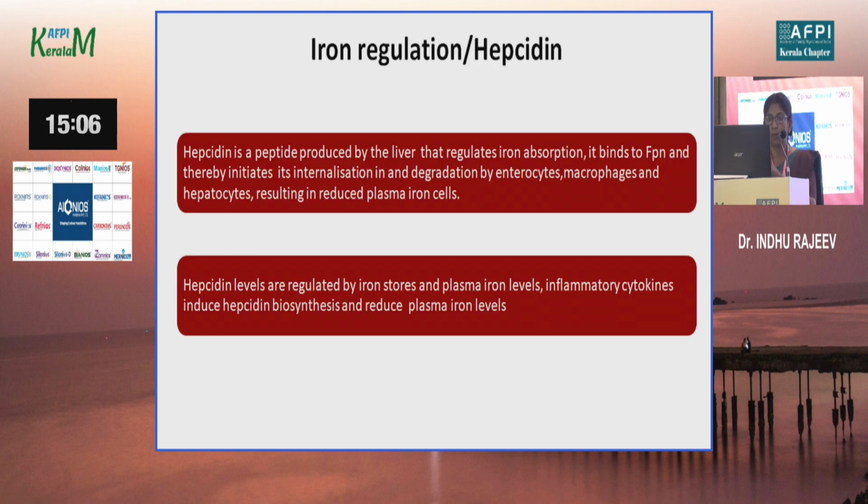So how is it regulated? Hepcidin regulates iron stores and the plasma iron levels. In inflammatory conditions, the inflammatory cytokines induce hepcidin biosynthesis. The level of hepcidin becomes very high so that the iron does not get absorbed. That's why in conditions like CKD, in chemotherapy patients, and in dialysis patients, you see anemia because of the high hepcidin level. There are other conditions, like COVID or even sepsis, where the inflammatory levels and the hepcidin level are very high and block the iron absorption.